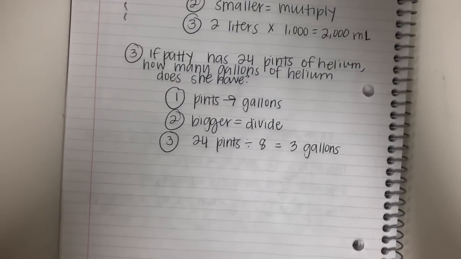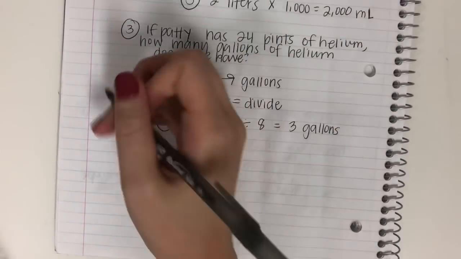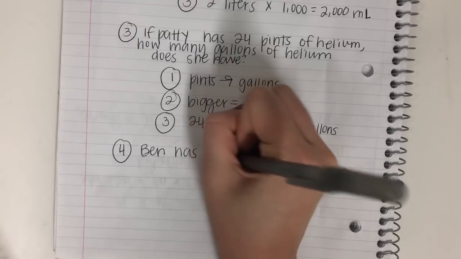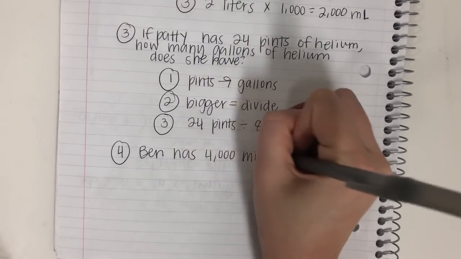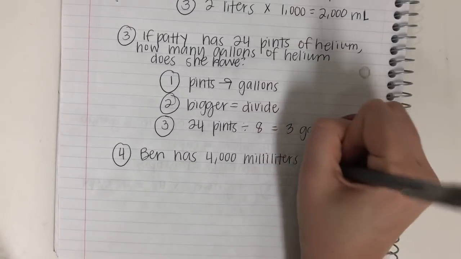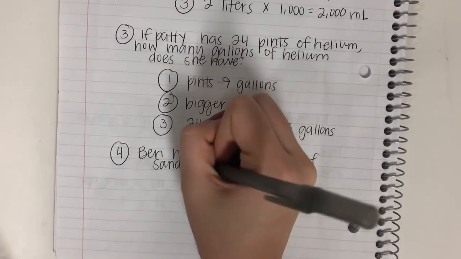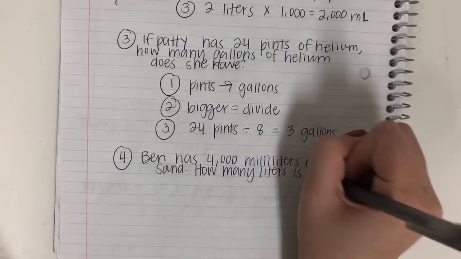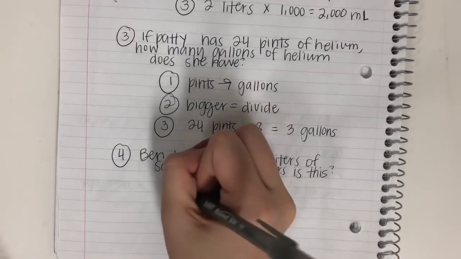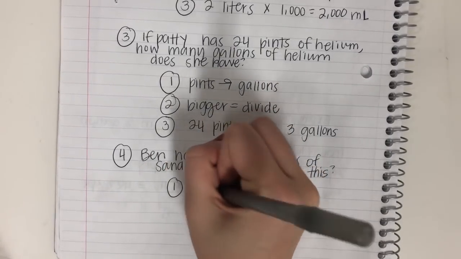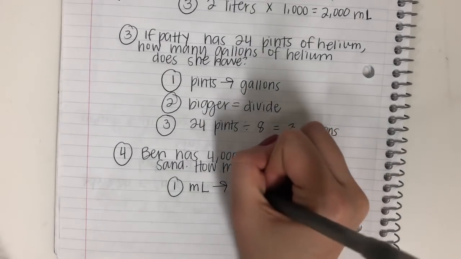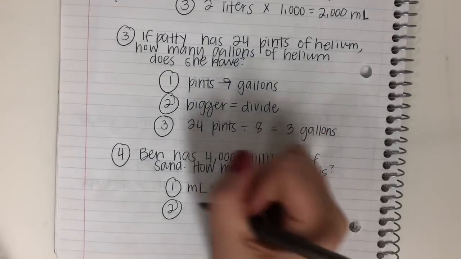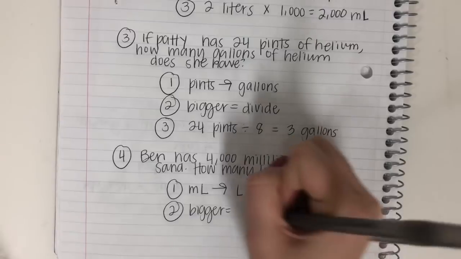We're going to do one more together and then you won't have one for homework, so I just want us to practice this one. So last one, number 4, Ben has 4,000 milliliters of sand. How many liters is this? Okay, let's figure out where we're going. We're going from milliliters, so ml, to liters. So am I getting bigger or smaller? I'm going bigger because milliliters is the smallest, so I'm going to be dividing. So bigger equals divide.